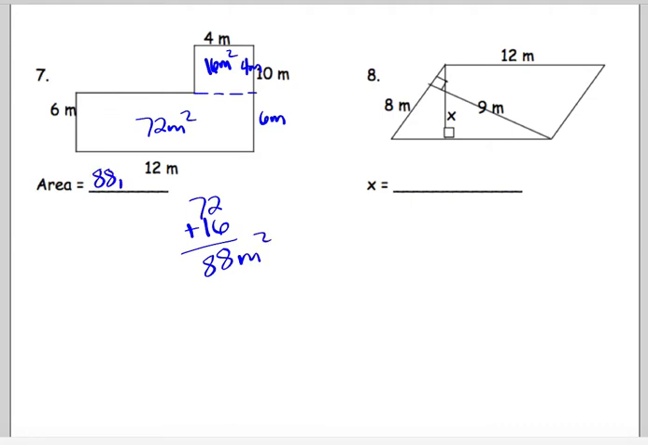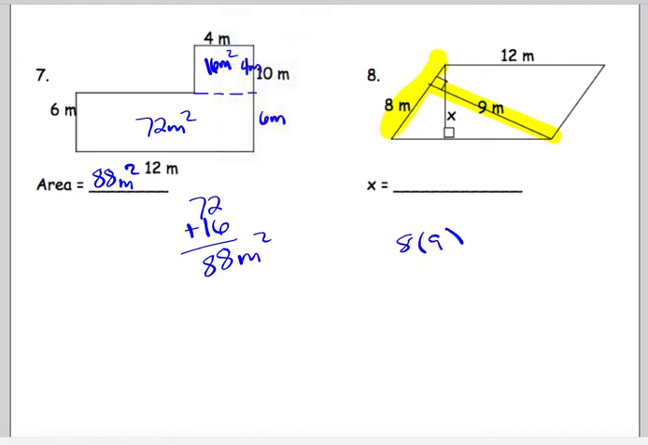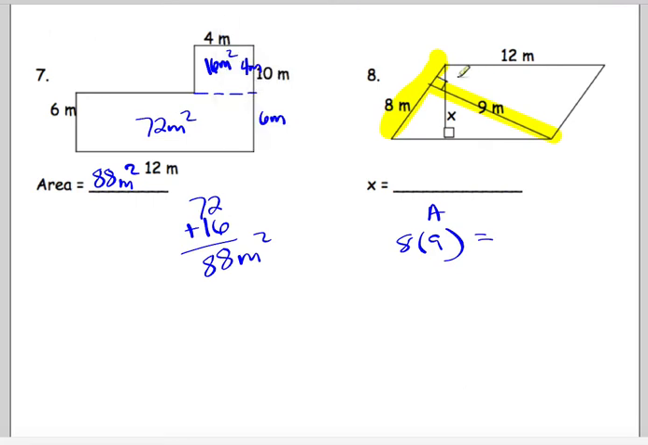total. On number 8, what they've done here is they've got a base and a height matching for each set of bases. They did not tell us the area at all. So this height matches with this base. So one way of finding the area is to do 8 times 9. So this is the area. Another way of finding the area is to use this height and this base.